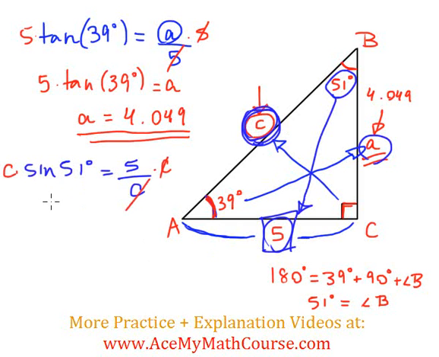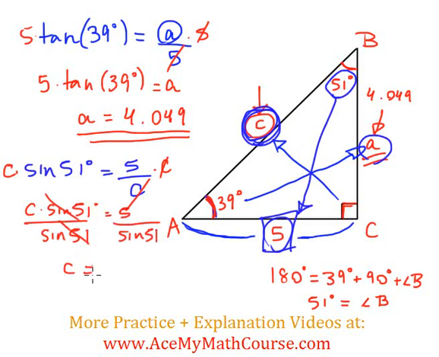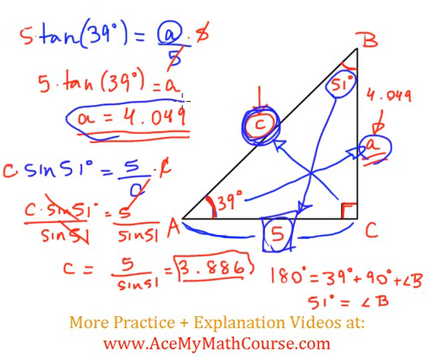So C times the sine of 51 degrees. Did I run out of room here? Maybe. Is equal to 5, so I can divide both sides by sine 51. So they cancel out. I have 5 over the sine 51 degrees. If I plug that into the calculator, I get 3.886. And that's it. Now we have everything, and we have solved the right triangle. We have A, we have C, we have angle B, and that's all.